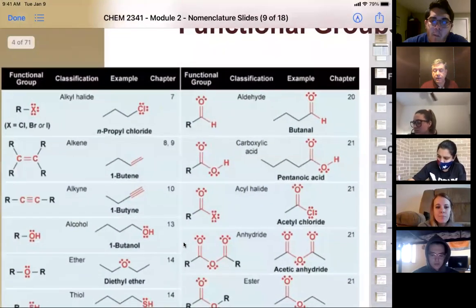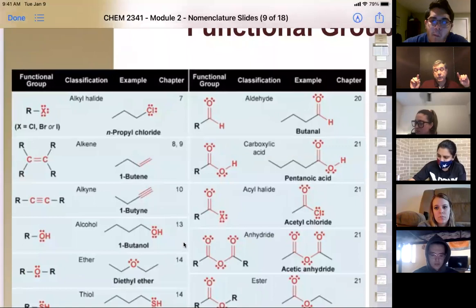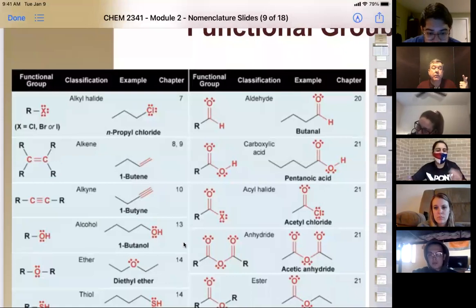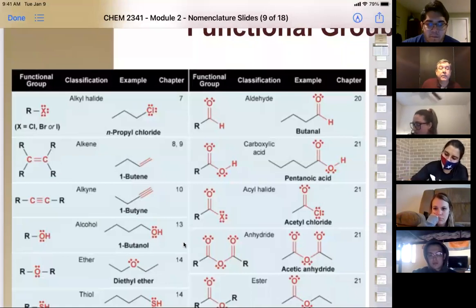So the first thing you should do is go to Canvas and download the nomenclature review and functional groups you should know. The functional groups you should know are listed there, and they are basically these things here laid out.